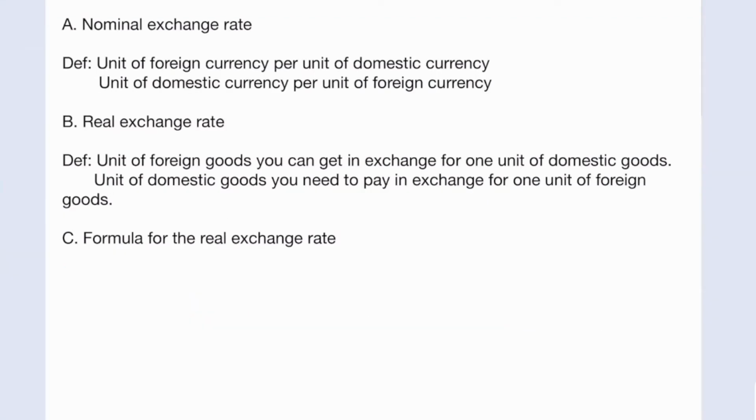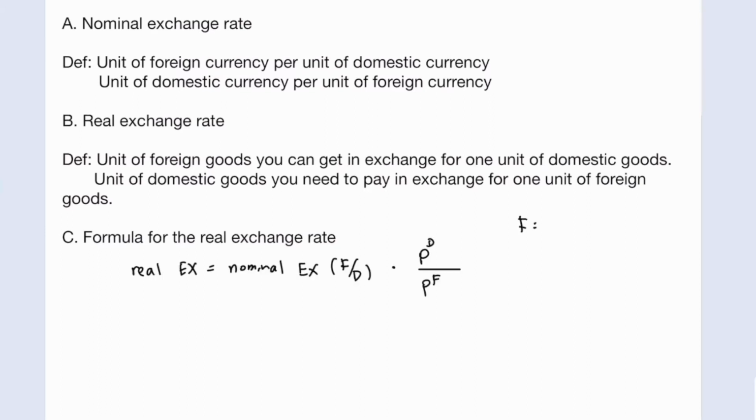So here comes the formula for the real exchange rate. Let's define F as foreign and D as domestic. Then we can define the formula for the real exchange rate as follows. The real exchange rate equals the nominal exchange rate multiplied by the domestic price divided by the foreign price. These prices are the price indices. And the nominal exchange rate we adopt here is the foreign currency per unit of the domestic currency. So here, the definition we adopt is the first one.